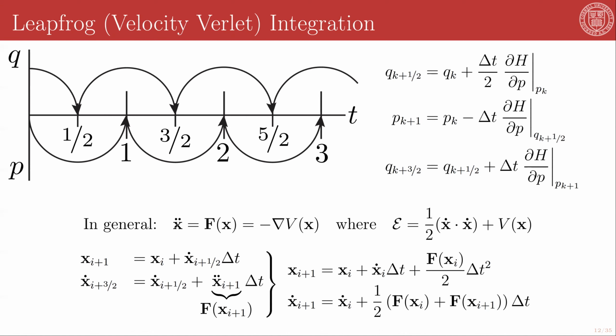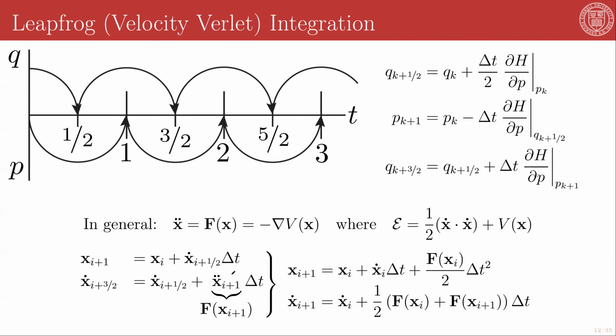In general, if we have a system of differential equations of the form x double dot is equal to f of x, which you will recognize exactly describes our gravitational n-body system, we know that we can write this f of x as negative the gradient of some scalar function V in x. And we have an energy function where, like our specific energy, it's 1/2 of x dot dotted into itself plus this V of x term. Then we can implement this scheme as x of i plus 1 is equal to x sub i plus the derivative x dot of i plus 1/2 times delta t, and x dot of i plus 3/2 is equal to x dot i plus 1/2 plus the second derivative of x, which is this function f of x evaluated at x of i plus 1, times delta t.